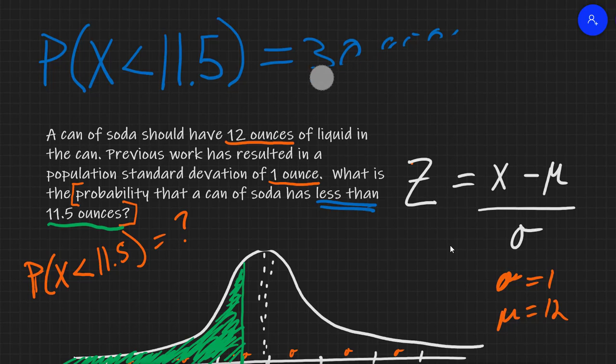You know what? I prefer the decimal. I'm going to use the decimal. 0.3085. Because we're asking for a probability, we're not asking for a percentage here. I hope that helps.